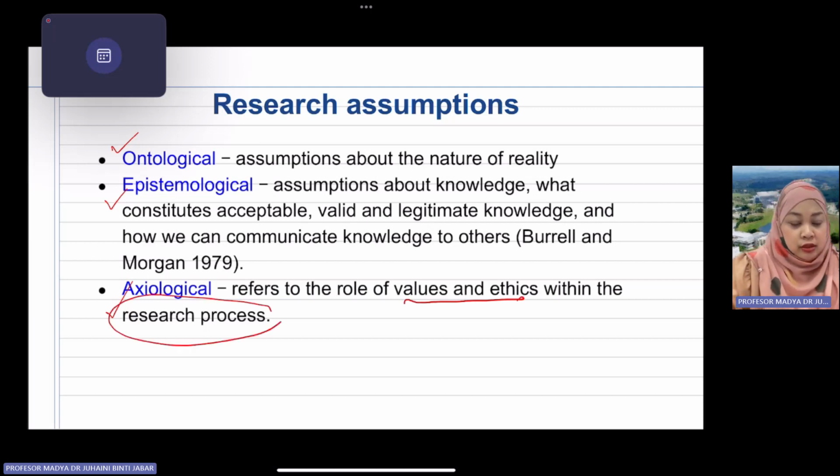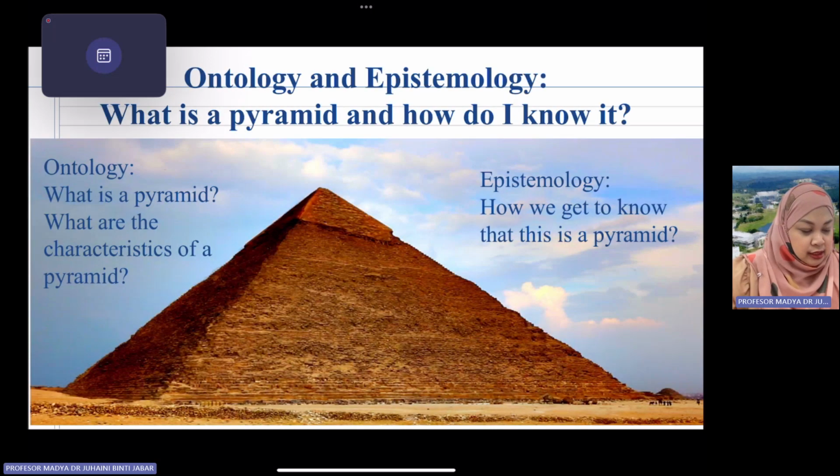So when you do research, any research, it must be based on these three things: the nature of the reality, the knowledge that you have regarding that particular topic, and also you need to take into consideration the values and ethics of doing that particular research. I would always like to give an example for you to get a better understanding. So let's have a look at this pyramid. If you can look at the slide.